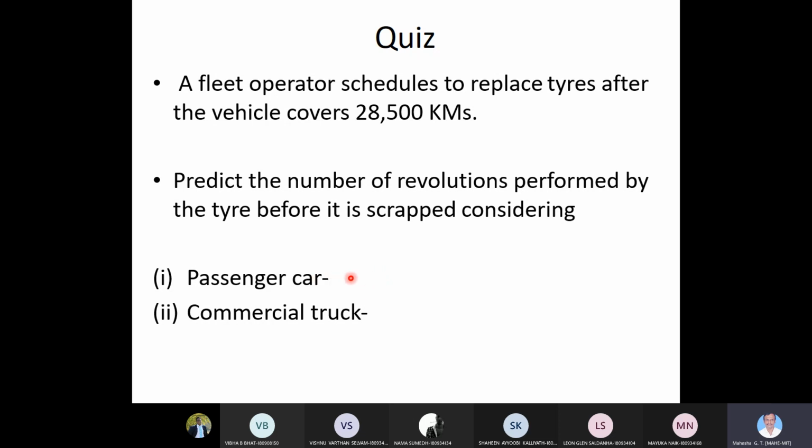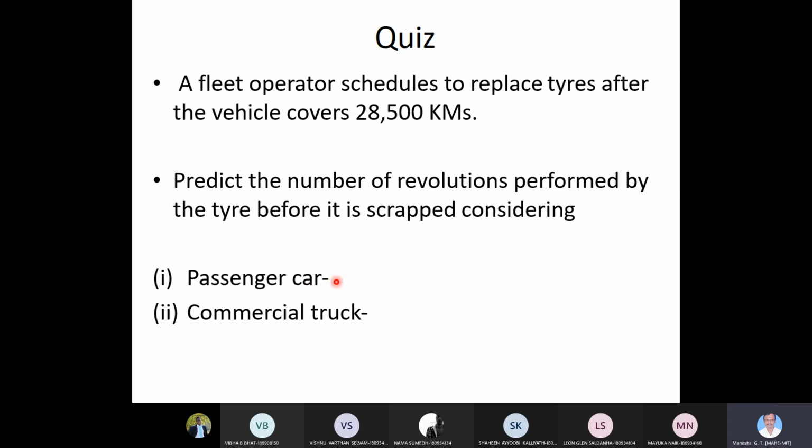Anyway, for passenger cars it is roughly that, and for trucks and buses, how much is the diameter of the tires? Large ones, standard size. You can take that as 1 meter diameter here. Here, for the passenger car, you take the radius as 30 centimeter. Each one of you note that down.